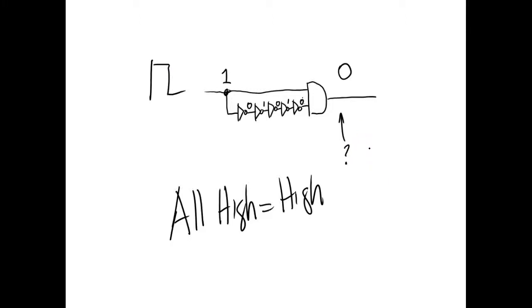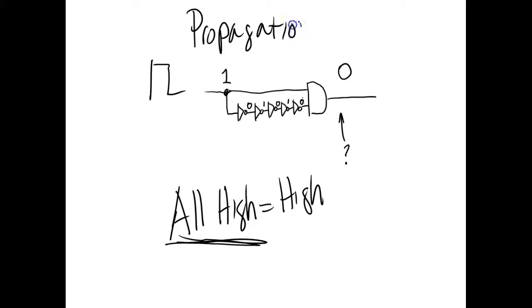So according to what we know, if I put an odd number of inverters in there, the output of an AND gate will always be low. Because we can never have what? We never can have all high. What are we ignoring? We're ignoring the propagation delay of all of those inverters.